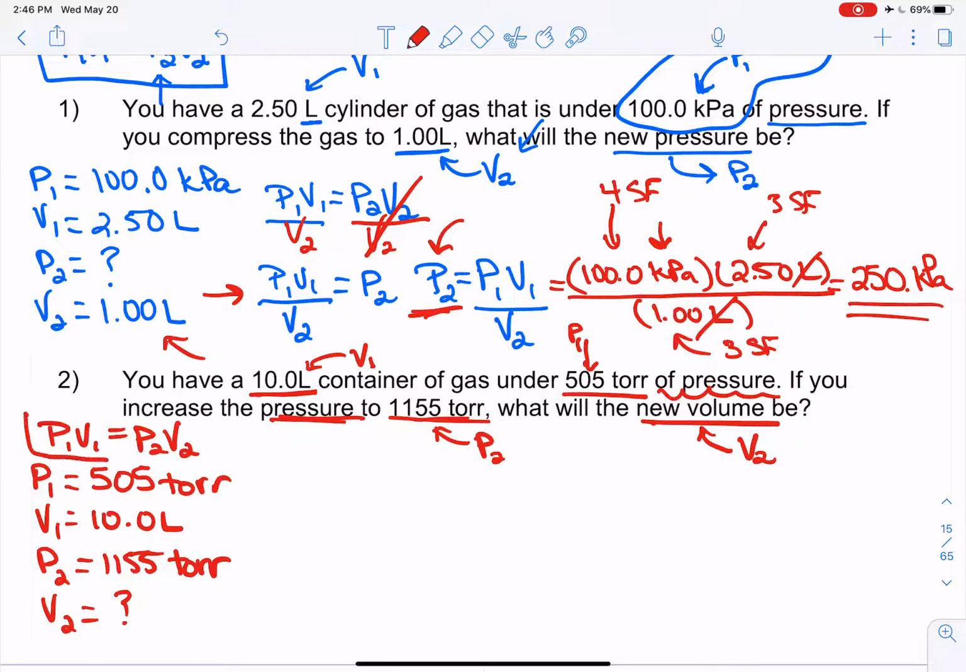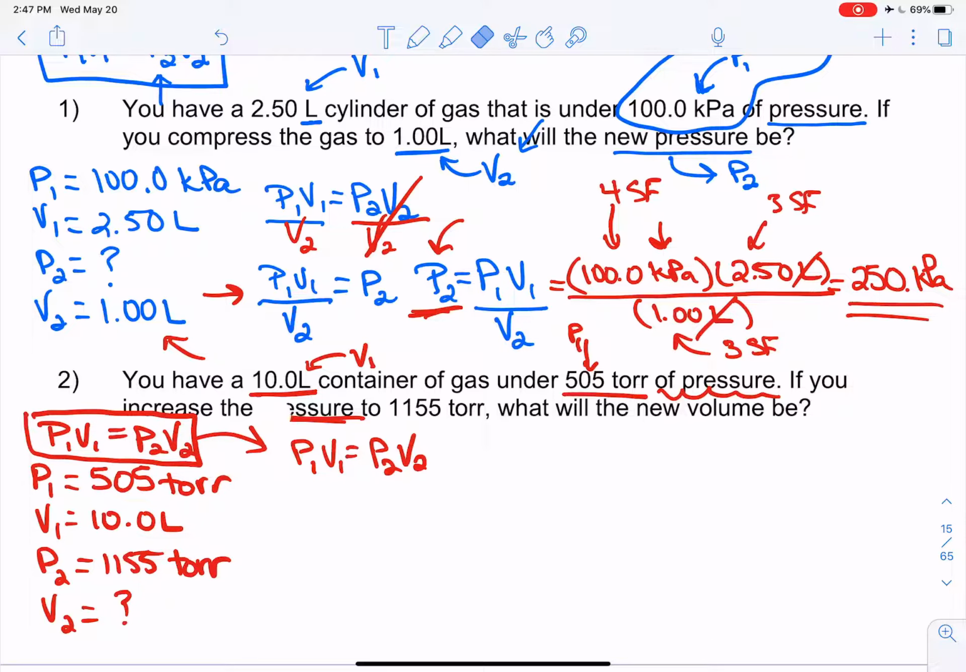Okay, so here's our equation. And we're solving for V2. So I'm going to move that over here. And we have P1, V1 equals P2, V2. And let me erase this guy right here so I have some more room.